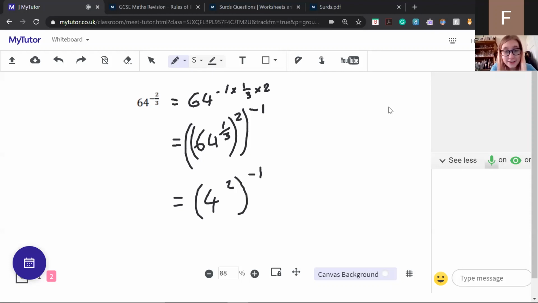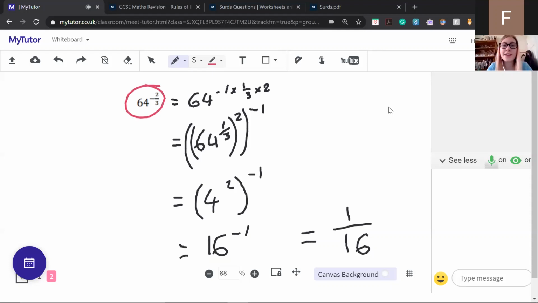And then we do it again. We're going to do this next middle bit. So 4 squared, that's 16. And that to the minus 1. Minus 1 is 1 over 16. So what we found here is that 64 to the minus 2/3, which is a crazy indices to me. We're only really used to seeing squared, cubed, stuff like that. Now we've got a minus and a negative fraction, but it's just the same thing as 1 over 16.